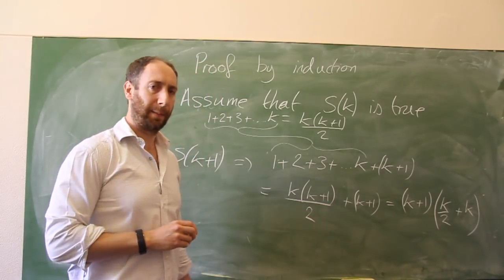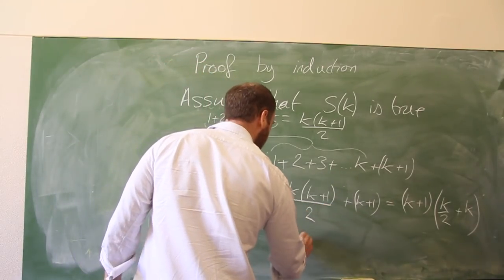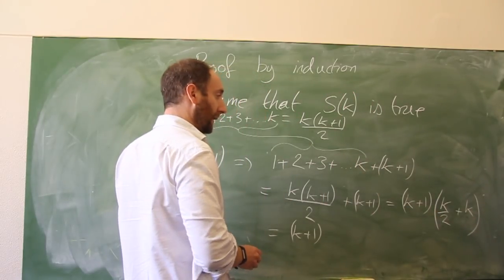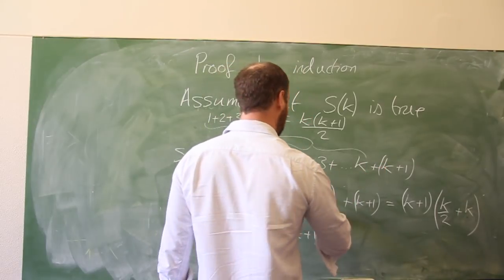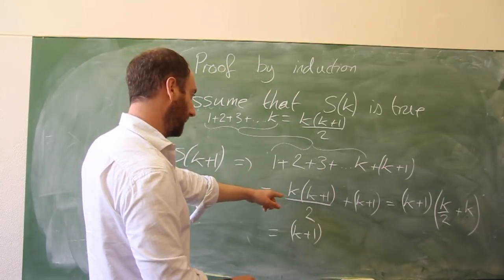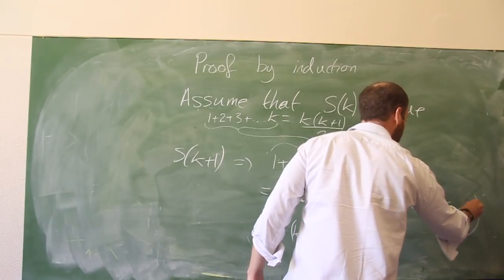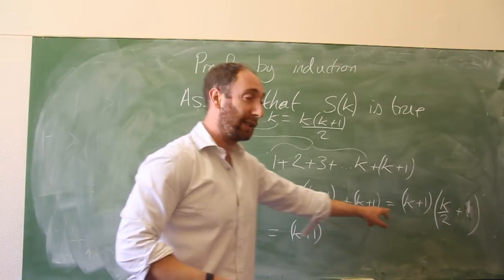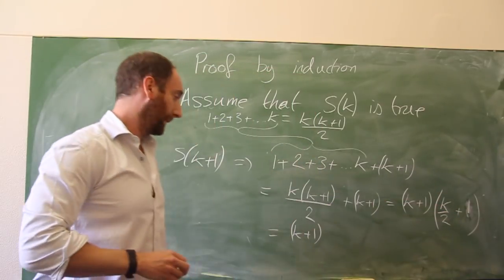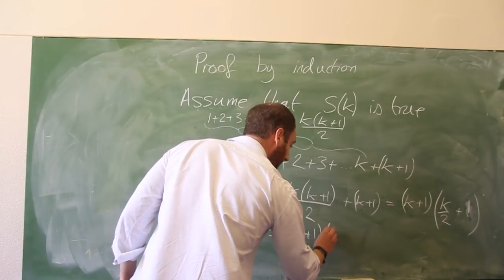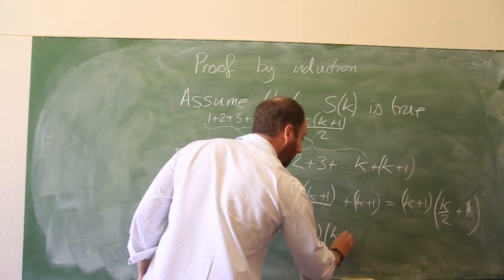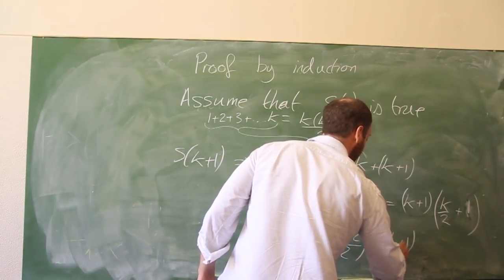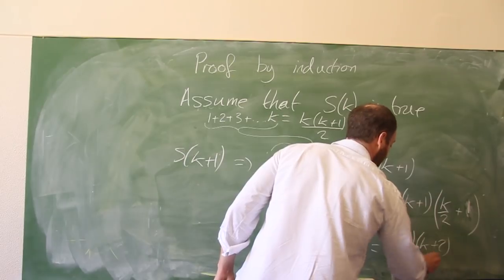So that's (k+1) times k over 2, plus k. I've just rewritten this. But this is equal to k plus 1 times, let's take the 2 up there, times, what have we got here? Oh, sorry, that should be a 1. We've got a k plus 1 and a k plus 1. So this is (k+1)(k/2 + 1). We've got (k+1) times (k+2) over 2, which is (k+1)(k+2)/2.